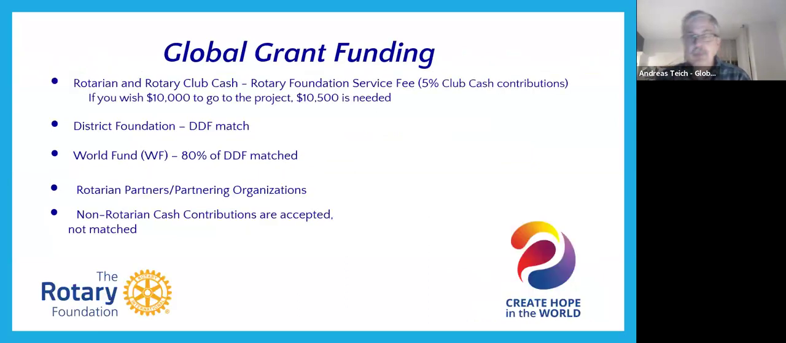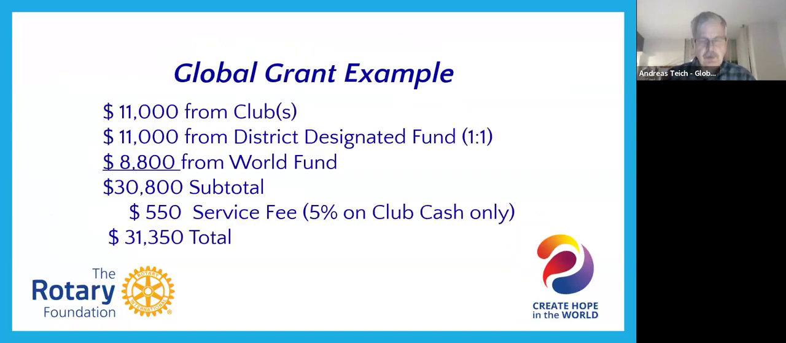Next. So how do you get to 30,000 bucks? This is just the example. The Rotarians and a Rotary club cash, plus the Rotary Foundation service fee. So if you want 10,000 to go to the project, you need 10,500. Then you come to the DDF for a match, the World Fund 80% match. And then you can find other partnering organizations or non-Rotarian cash contributions, which are added on top of that, and will not be matched. Next. So here's the picture.